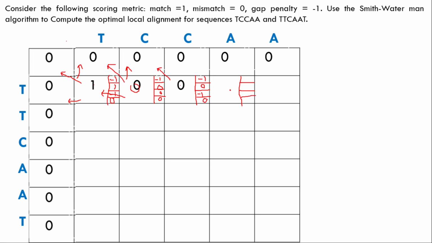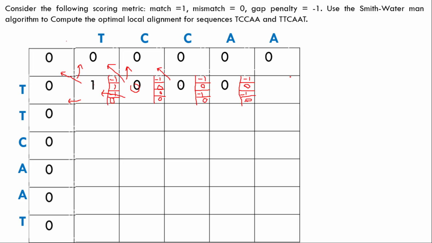What I can do? Just go upside at the value of gap penalty. So 0 minus 1 is -1. Then you just go left side. 0 minus 1 is -1. And 0 you can put it here, right? Extra. Then you have to go diagonal. In the diagonal, 0, and A and T is mismatching. So value is 0. So 0 and 0 is 0. So again you can see here the largest value is 0. Very simple.